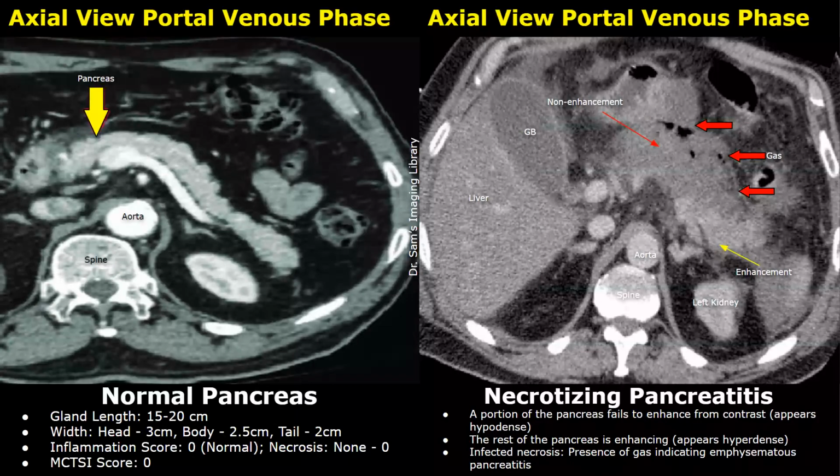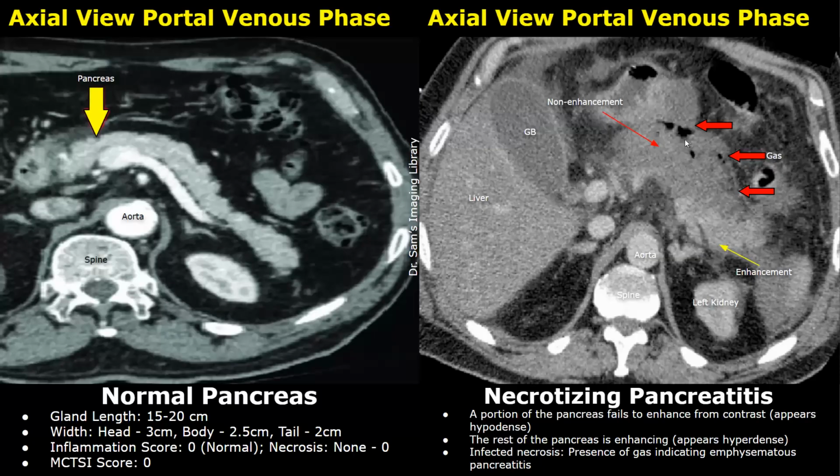Necrosis is also present in this case of pancreatitis. More than half of the pancreatic parenchyma is not enhanced. Only a small portion of the tail is enhanced. In some cases of necrosis, gas can be seen within the necrotic areas. Gas can be present either in or just outside the pancreas. This is a sign of infection.